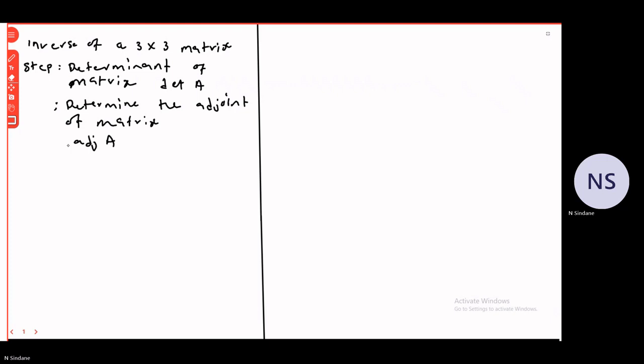And then step three, we need to find the what? In this case, you need to find the transpose matrix of our adjoint. You need to transpose our adjoint, right? Determine the transpose of our adjoint.